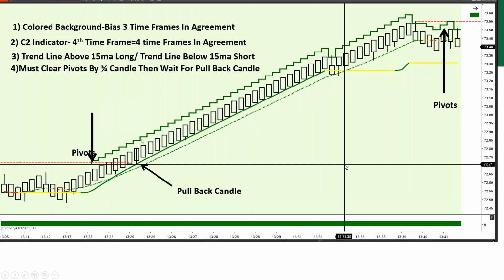The next thing is if you get to a pivot, so this is a pivot, it's one of our areas of support and resistance that we use. So if you're trading and you get to a pivot, the candle must break. This candle broke the pivot by at least 3/4 of the body of the candle. And then you have to wait for a pullback candle to get in.